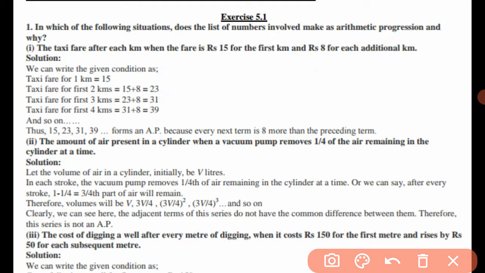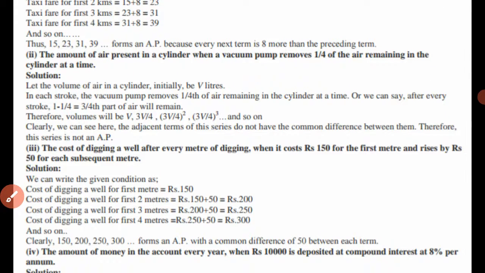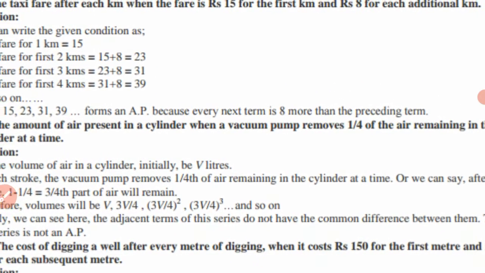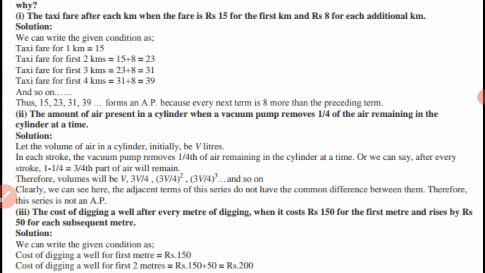So 15 plus 8 equals 23. Then for the next distance it will be 23 plus 8. When we find it, it becomes 15, 23, 31 and 39. The difference between all these terms is equal, 8 between each. In this way we can say that AP is followed. So 15, 23, 31, 39 form an AP, because every next term is 8 more than the preceding term.